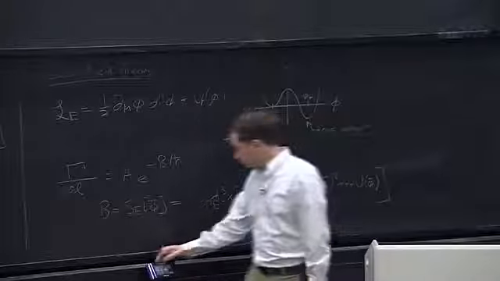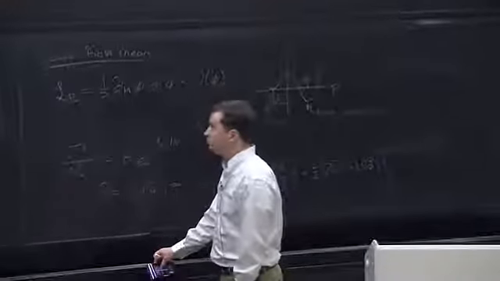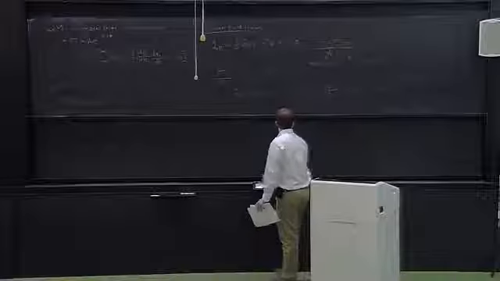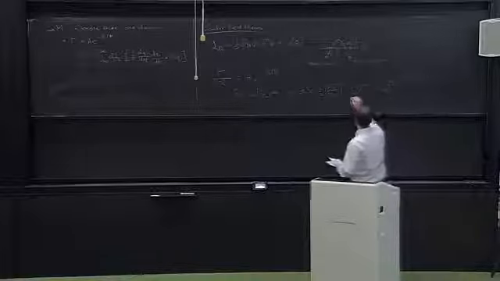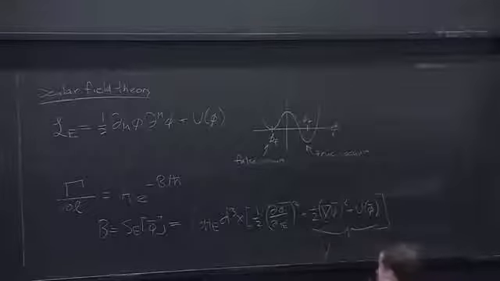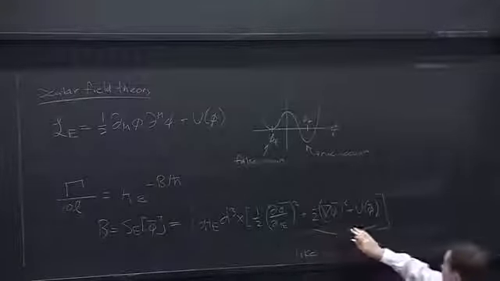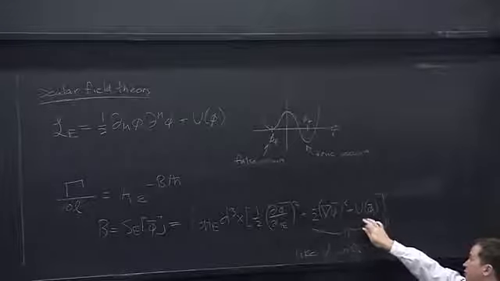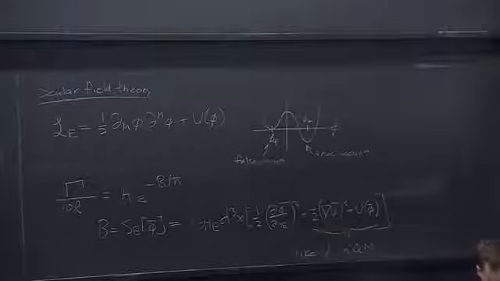And if we want to make an analogy back to what we've done before, we should really think about these two terms as analogous to the potential in the quantum mechanics problem. So there are two sources of potential energy. One is just the scalar potential. The other is a gradient energy.